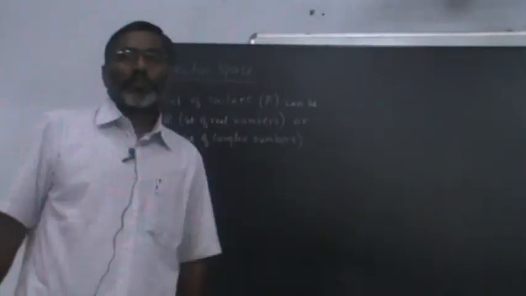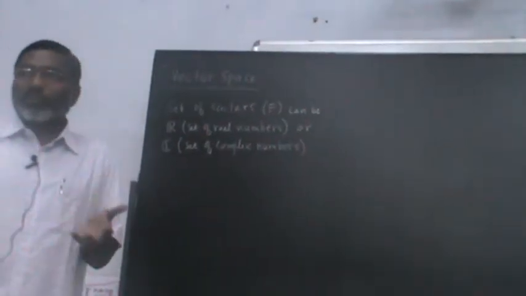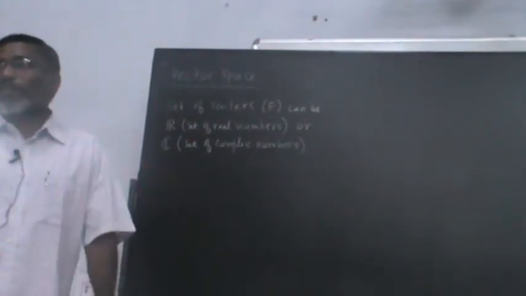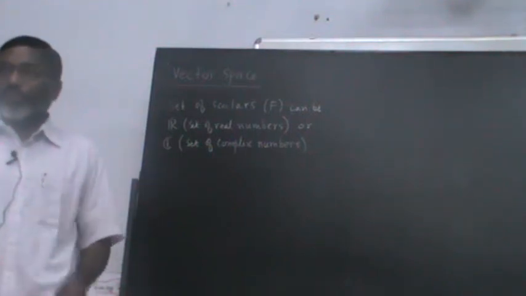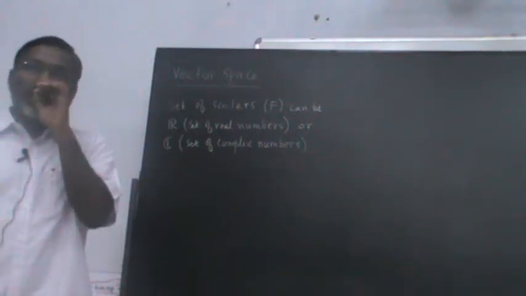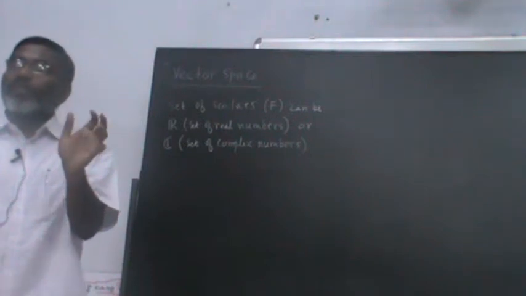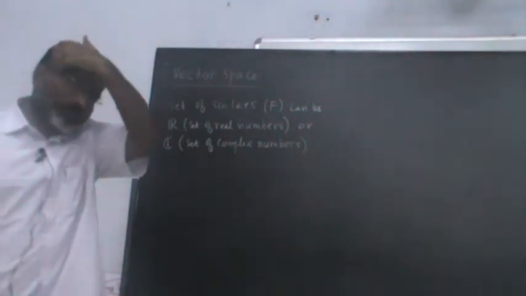So you could have chosen your scalars the way you like. But in most applications we will see that either real numbers or complex numbers will be our field variables, or scalars. Scalars are either real numbers or complex numbers.